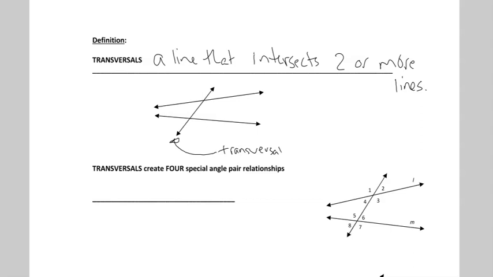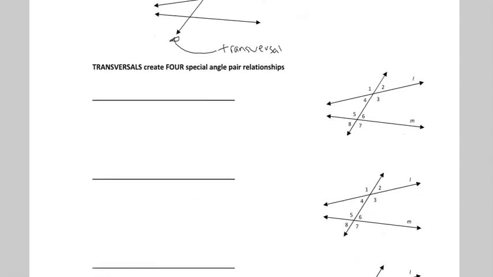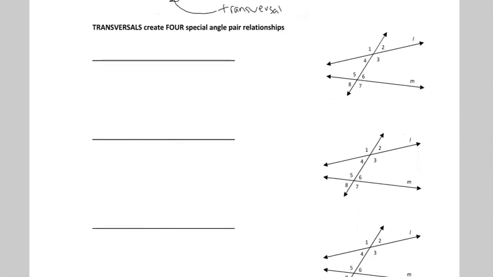So there are different types of angles that result from a transversal intersecting two lines. So here is our transversal. L and M are our lines that are getting intersected. So the first type of angles that we're going to talk about are called alternate interior angles. AIA is a different way of saying it, alternate interior angles.